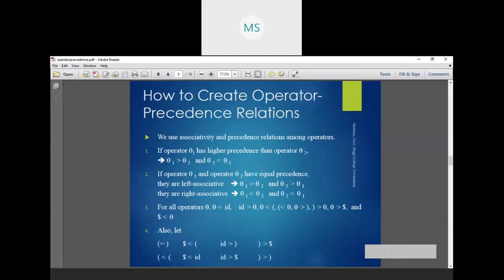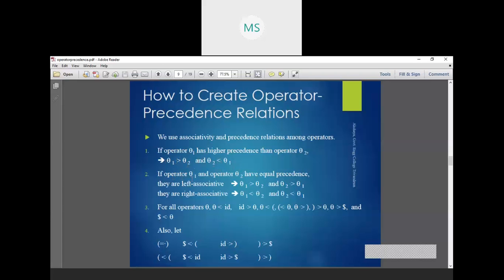Sometimes you will get an example like this. How can you write the relationship between two operators? How do we create an operator precedence relation between theta 1 and theta 2? Assume any two operators, either plus or minus, anything. We use associativity and precedence relations among the operators. If operator T1 has higher precedence than operator T2, how do we write it? T1 is greater than T2, or you can write T2 is less than T1. Both are the same representation, but here T2 has the higher precedence.